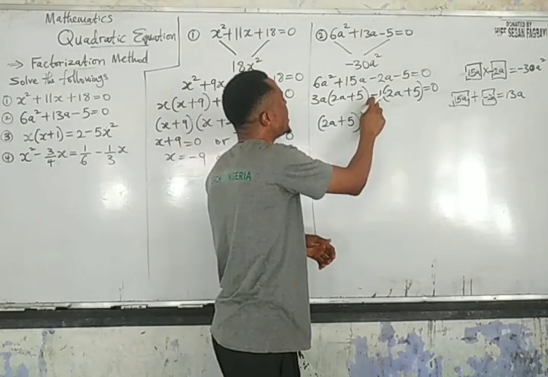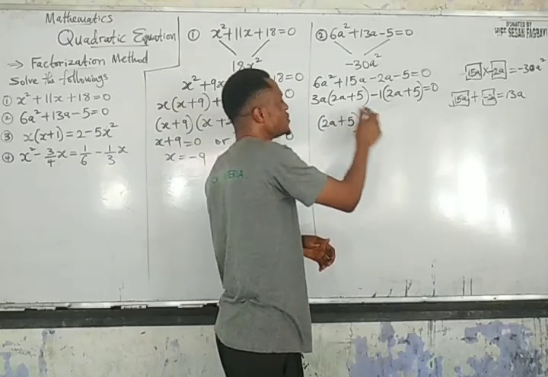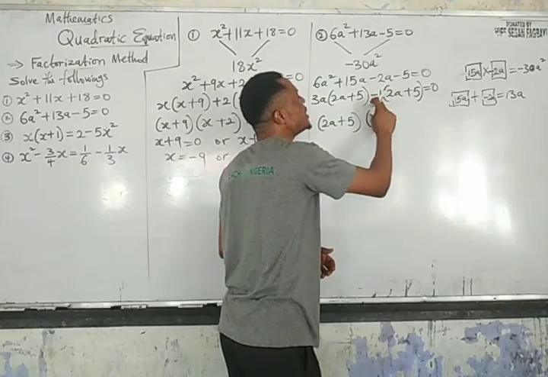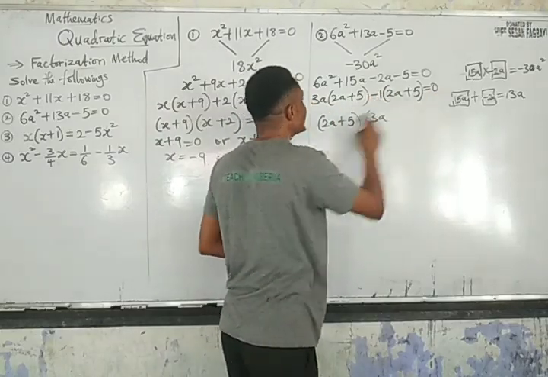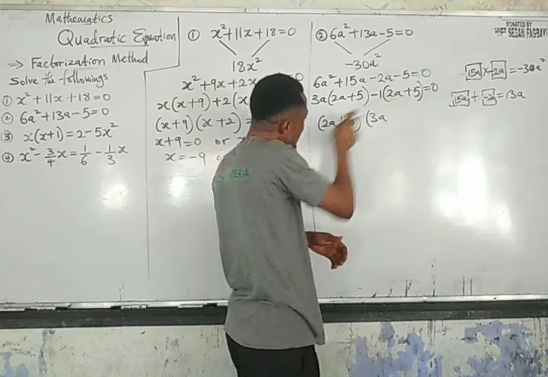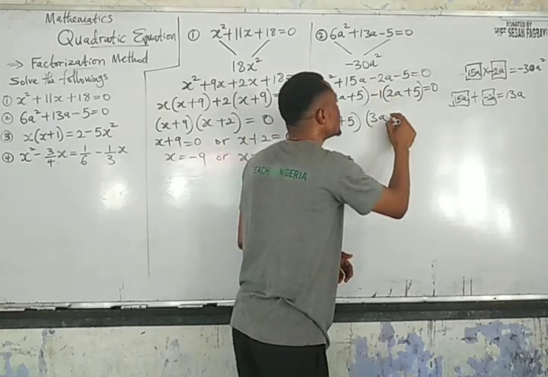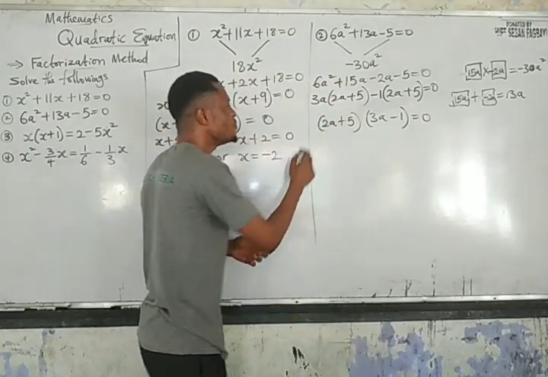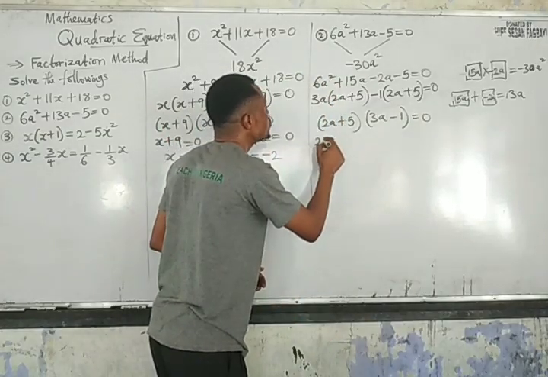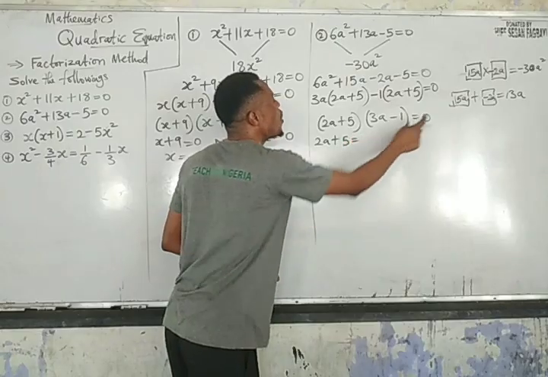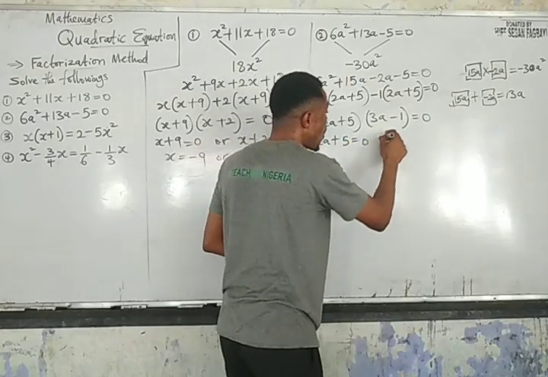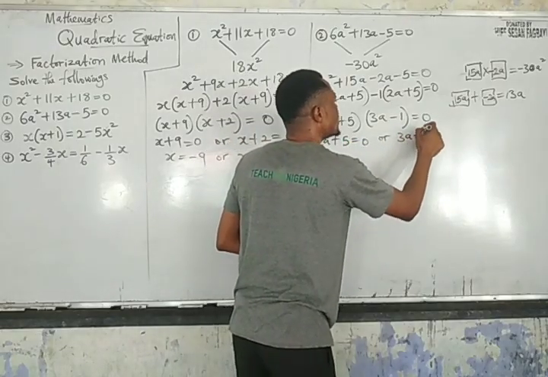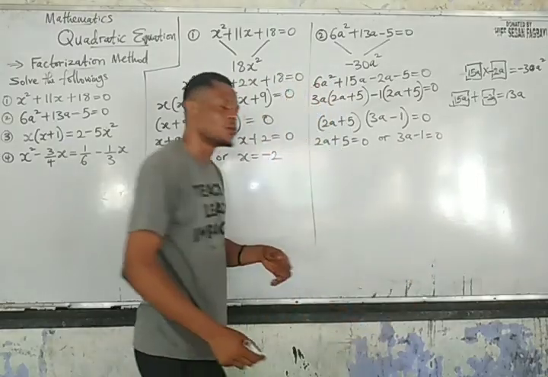And when you divide everything here by this, you are left with what? 3A. And here too, when you divide everything here by this, the 2A plus 5 will cancel 2A plus 5, you will be left with minus 1. All to give us 0. So we group them by saying 2A plus 5 is equal to 0, or 3A minus 1 equal to 0.